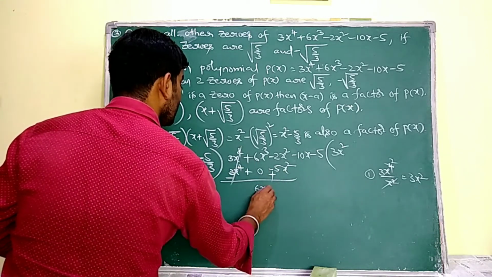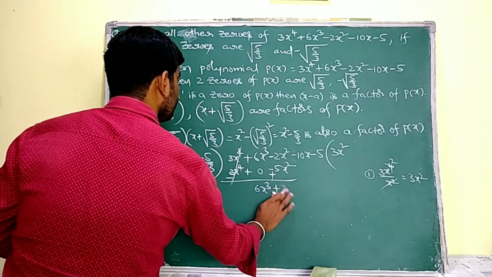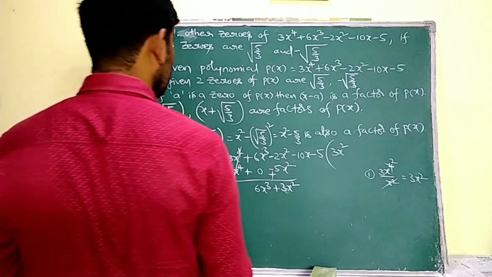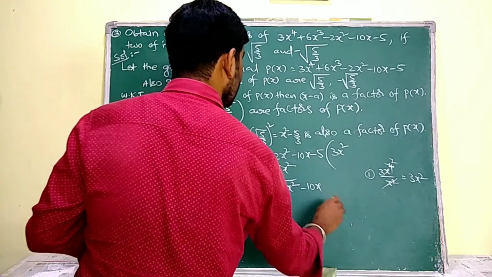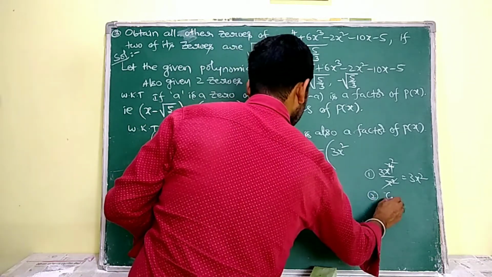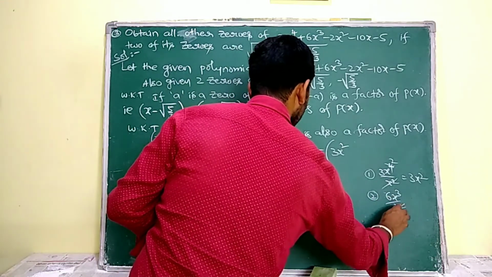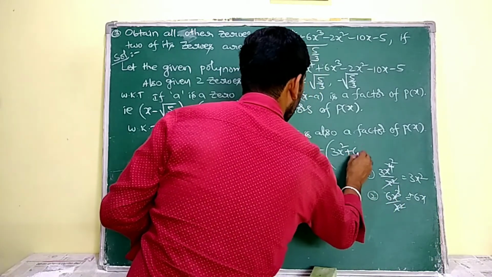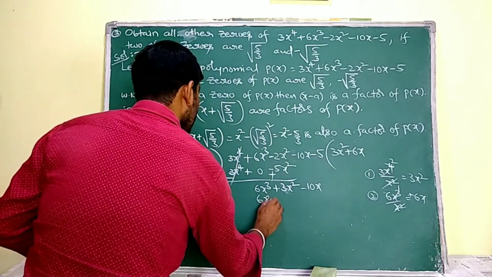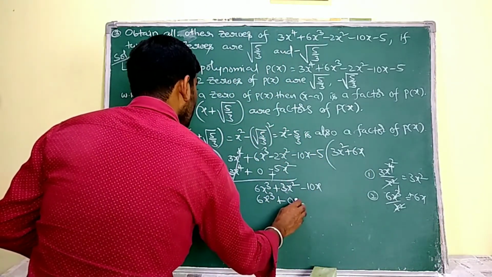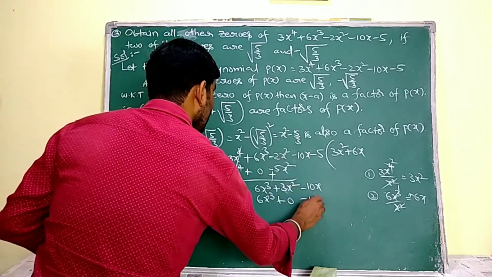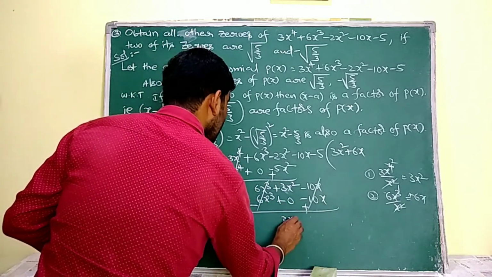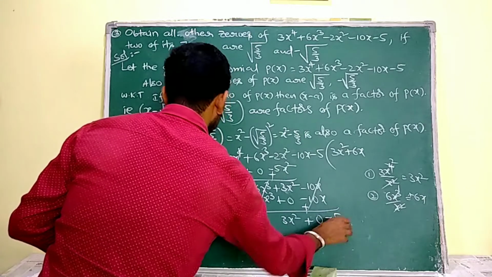See, 6x cube, plus 3x square I have to write here, and minus 10x. Here, for the second term, 6x cube by x square, 1x is left, so plus 6x. I have to write plus 6x here, so 6x cube, plus 0. Now minus 10x and plus 10x, these terms are going to cancel. 3x square plus 0 minus 5.